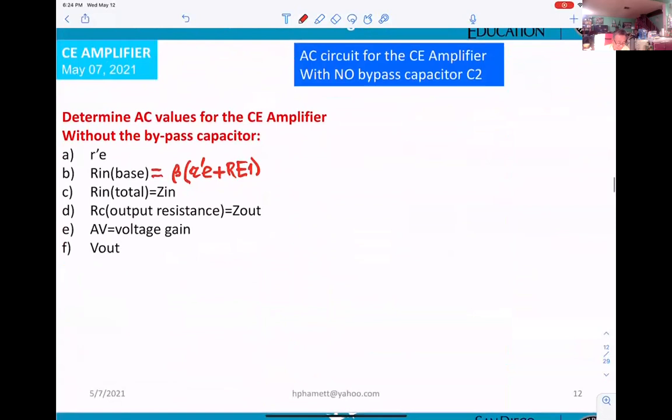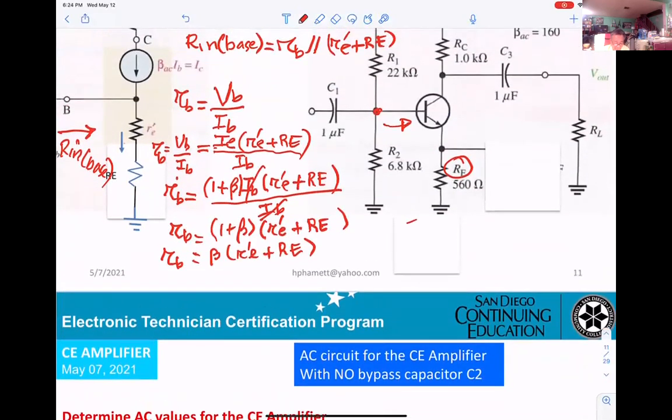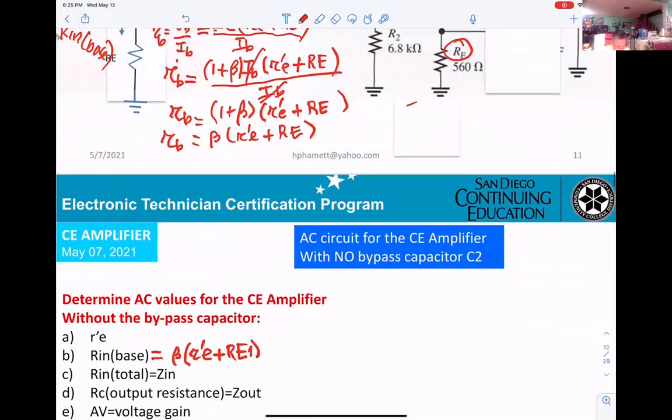Okay, now if you want to calculate R in, I'm not doing the calculation, but I can tell you. In this case, originally you were trying to get VB, but we don't need to calculate VB. If they ask you for R in base, then you take beta AC times R prime E plus RE. Sorry, not R, that's not what you want.